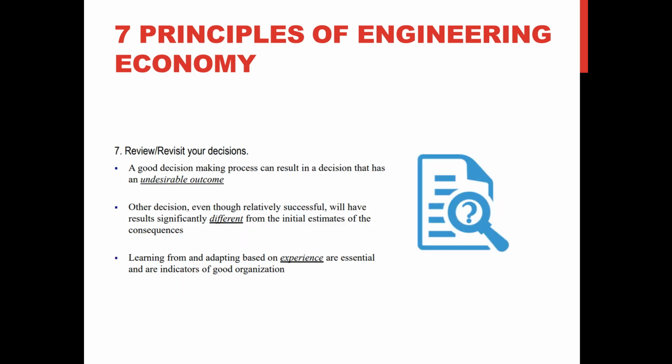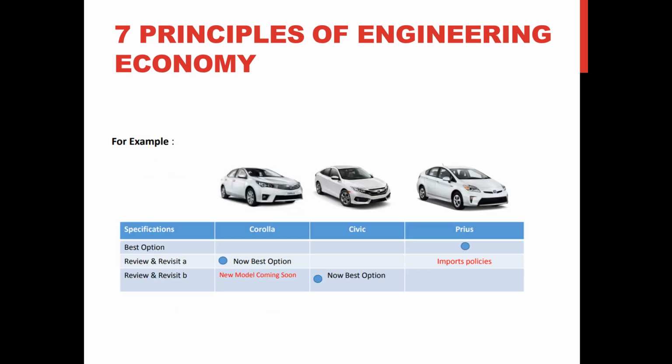And then of course, when you have the choice, you must have to review and revisit your decision. So a good decision making process can result in a decision that has an undesirable outcome. Other decisions, even though relatively successful, will have results significantly different from the initial estimates of the consequences. Learning from and adapting based on experience are essential and are indicators of good organization.